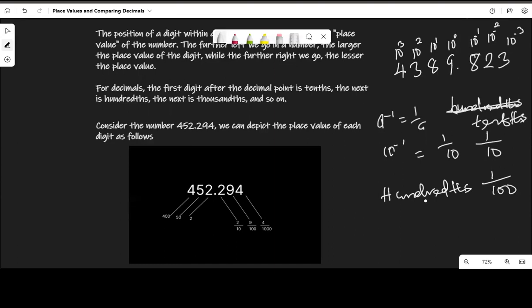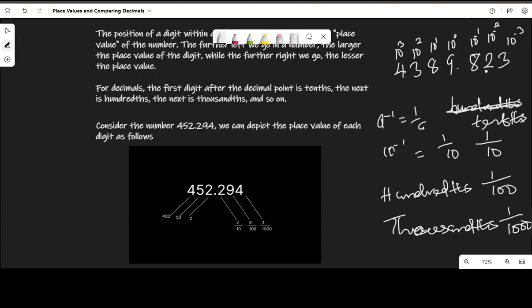And 10 to the power of negative 3, we call it thousandths, with th at the end. That is 1 over 1,000. So the next one will be 1 over 10,000, the next one after that will be 1 over 100,000, and so it goes like that.